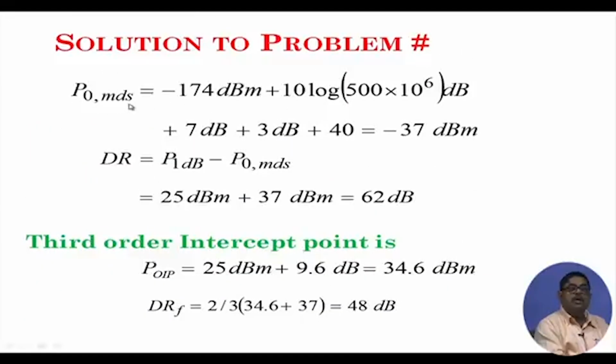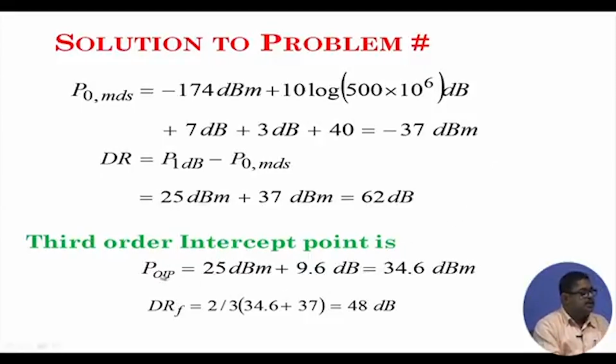We can first find out POMDS: minus 174, this is the bandwidth, then these are given, the noise figure, etc. So, you see that POMDS is minus 37 dBm. So, if any signal is minus 37 dBm, then my system detects it. The dynamic range we can easily get, because the 1 dB gain compression point of 25 dBm is specified. I have calculated this, so minus of minus this. So, the dynamic range is 62 dB, but also calculate the third order intercept point, because you will have to calculate the spurious free dynamic range.